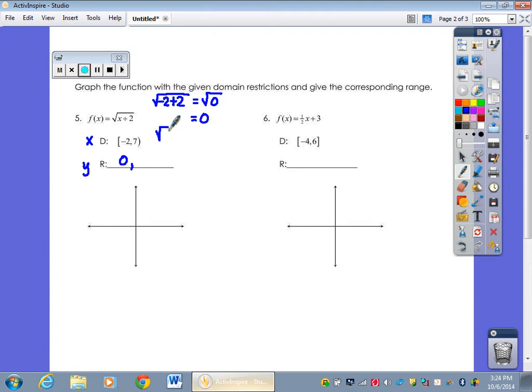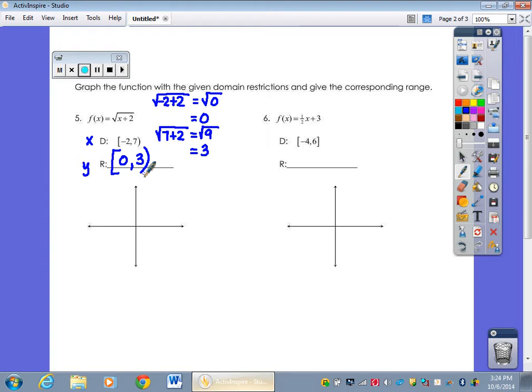And then when I put a 7 in there, I'm going to do 7 plus 2, which is the square root of 9, and my answer will be 3. So I'm going to get 3 out. Now, because there was a bracket by the -2, I'm going to put a bracket by the 0. Because there was a parentheses by the 7, I'm going to put a parentheses by the 3.